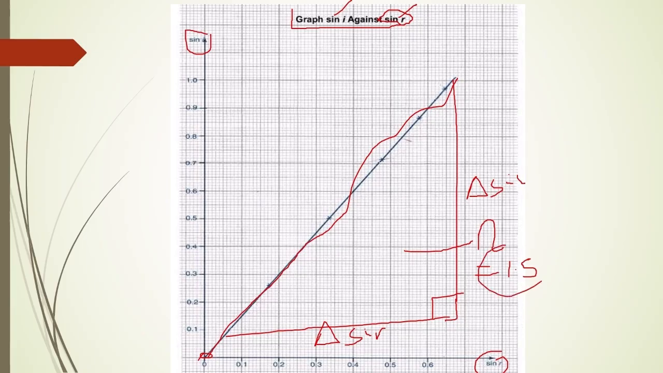And because the sine of the angle of incidence does not have an SI unit, our refractive index also will not have an SI unit.